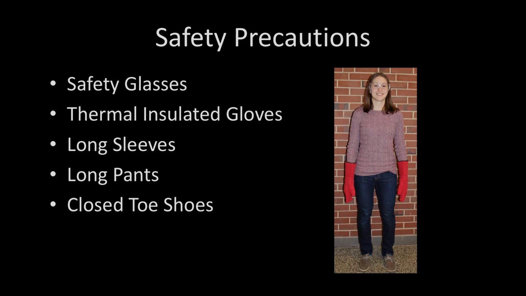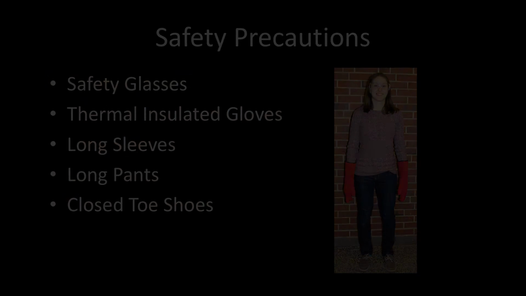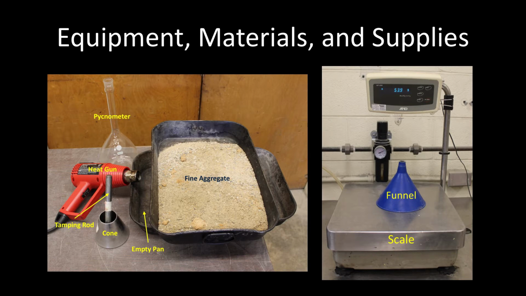When performing the fine aggregate specific gravity test, the following safety precautions are required: safety glasses, thermal insulated gloves, long sleeves, long pants, and closed-toe shoes. The following equipment, materials, and supplies are required for conducting fine aggregate specific gravity tests: empty pan, pycnometer, cone, tamping rod, heat gun, oven, fine aggregate sample, scale, and funnel.